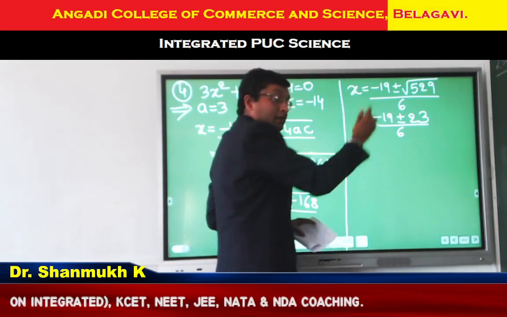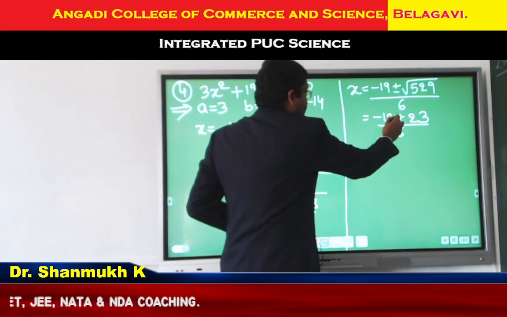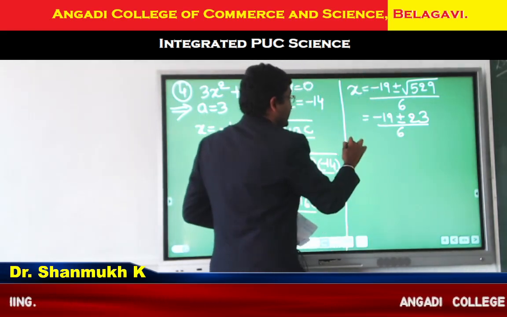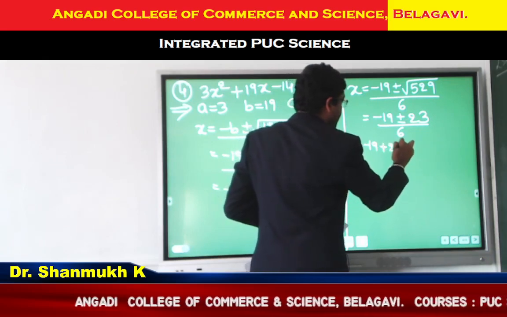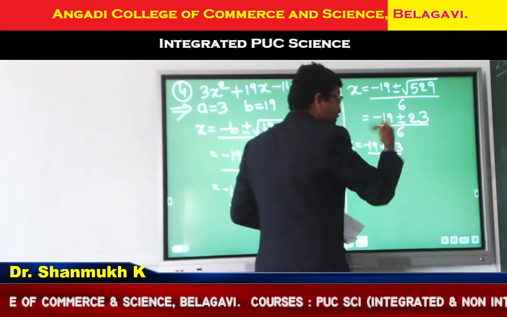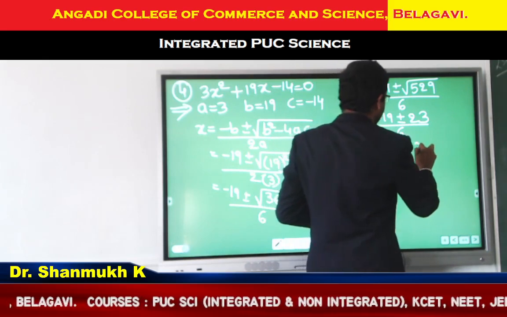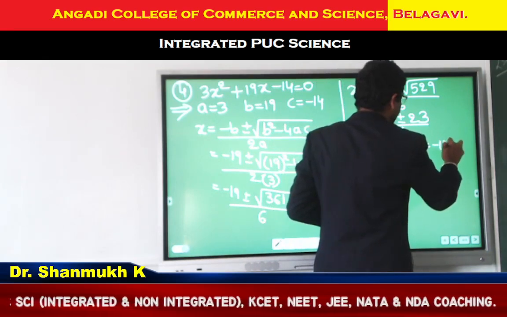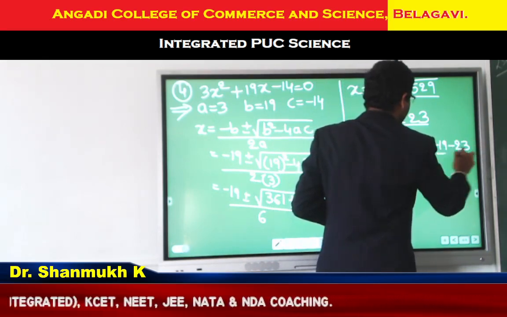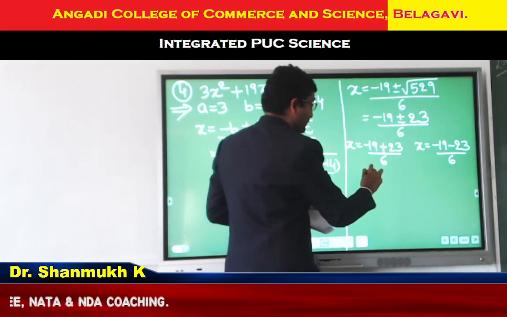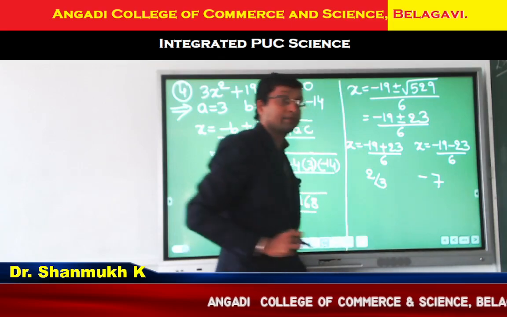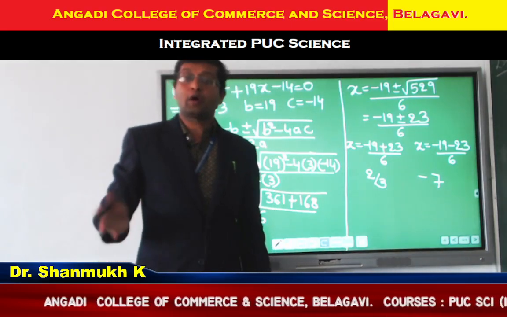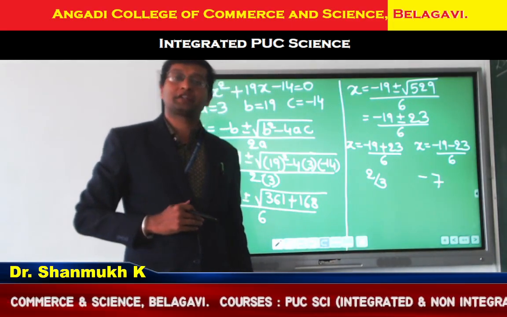Okay. So the first solution we get with the plus sign: x equal to minus 19 plus 23 divided by 6. Another solution is with the minus sign: x equal to minus 19 minus 23 divided by 6. Simplifying, we get 2 by 3. One more solution is minus 7. So this is a quadratic equation and its simplification.